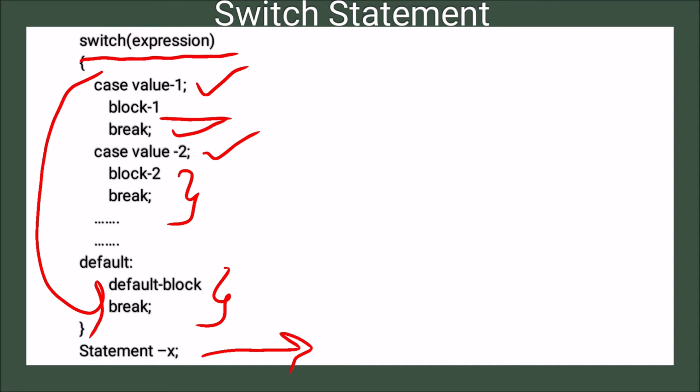Now if it does not match case value 1, then it is compared with case value 2. If it matches, then it goes to execute block number 2. If it does not match, then it goes to case value 3, up to however many you put in this particular program. And at the end, if the expression does not match any value, then it goes to the default statement and executes the default block. Okay, so this is the general format of a switch statement.